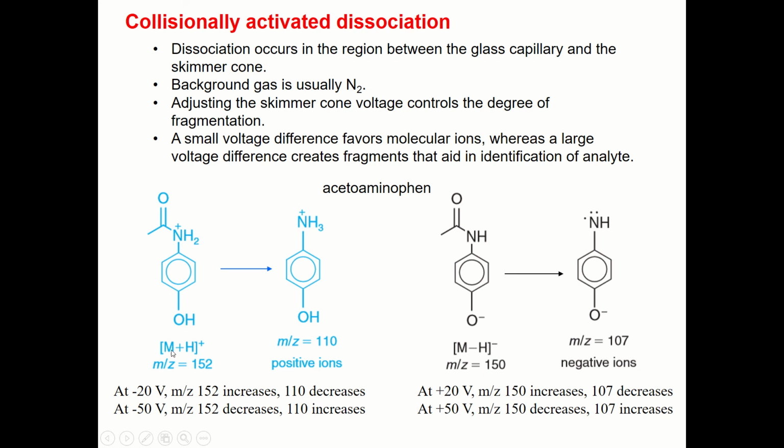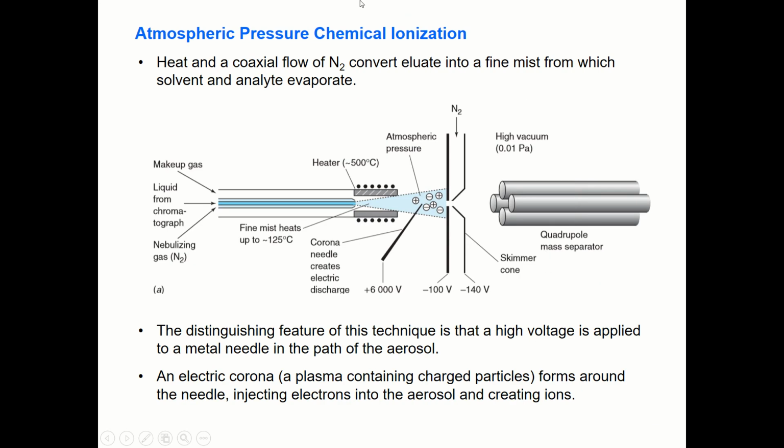So at the low voltage, this peak increases and this peak decreases. This mass to charge is smaller because this part is removed. But at higher voltage, this one decreases and is fragmented, and this peak increases. When you apply a small positive voltage, this one increases, and this fragmented peak decreases, but at high positive voltage, this one decreases and this peak increases, because of fragmentation. Okay, let's stop here.